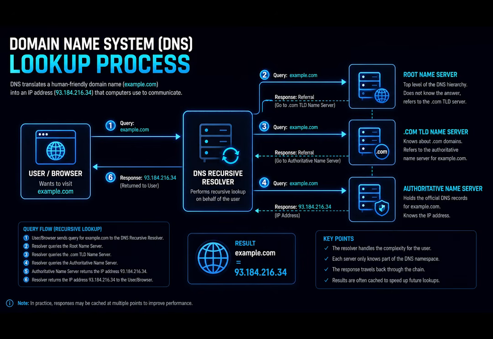Domain Name System, DNS. Users don't memorize IP addresses. They enter domain names like google.com. DNS translates domain names into IP addresses using records like DNS A records, which are then cached locally by your operating system.